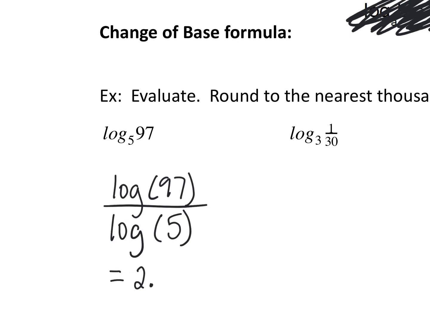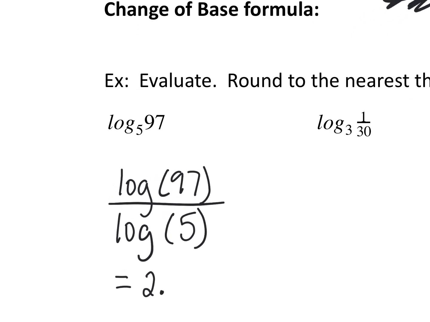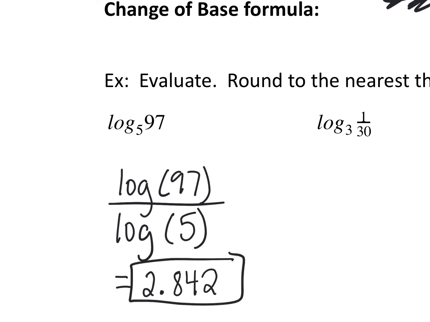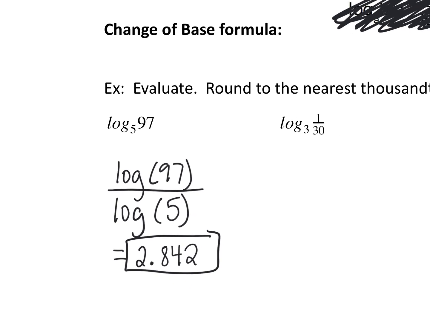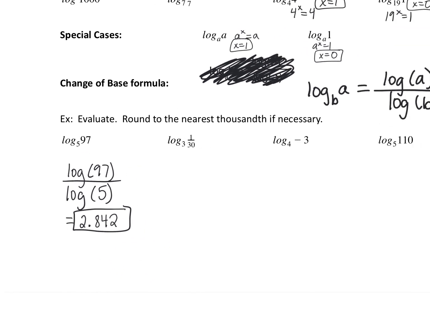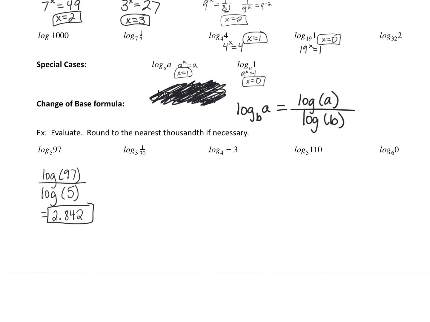Yep. And it says to round to the nearest thousandth if necessary. How many decimal places is that? 3. Yeah, 3. 2.842. Awesome. 2.842. Tenths, hundredths, thousandths. I always forget it because I thought at one point it was thousands, hundreds, tenths. Yeah, don't think like that.